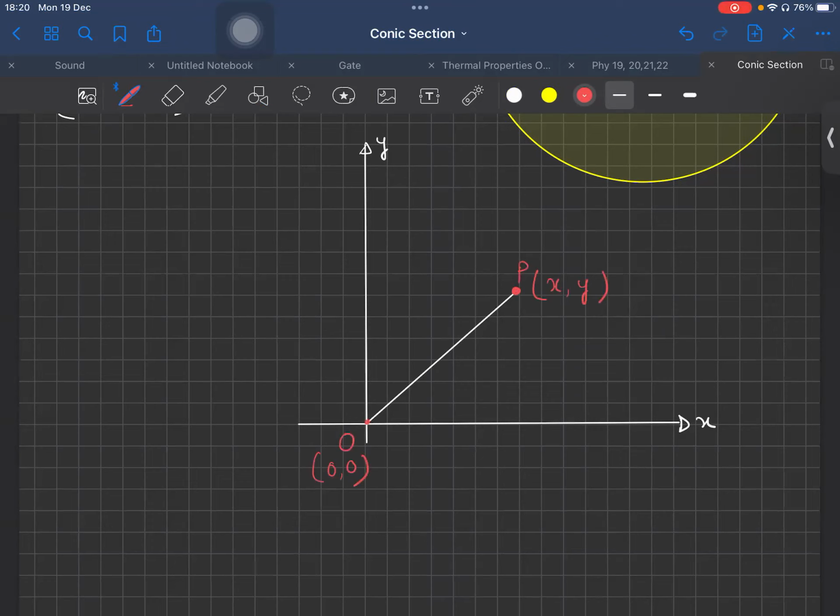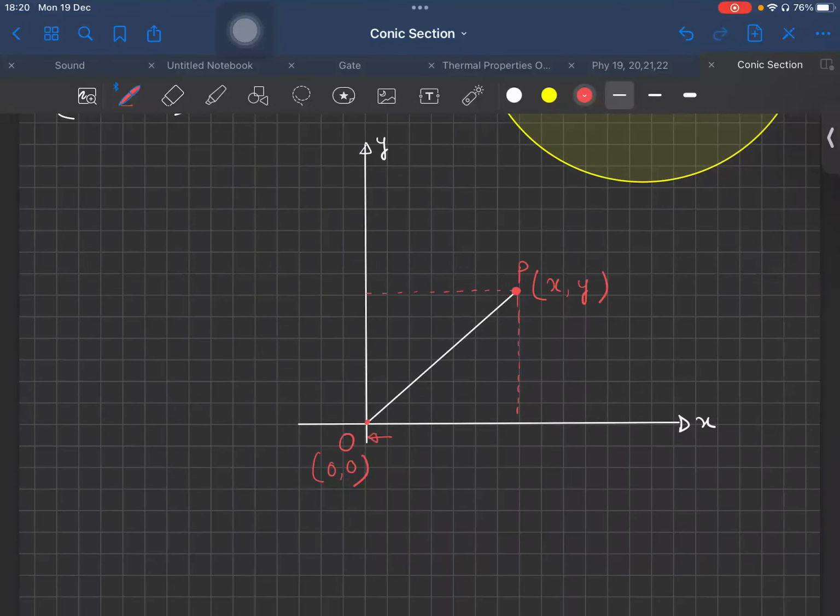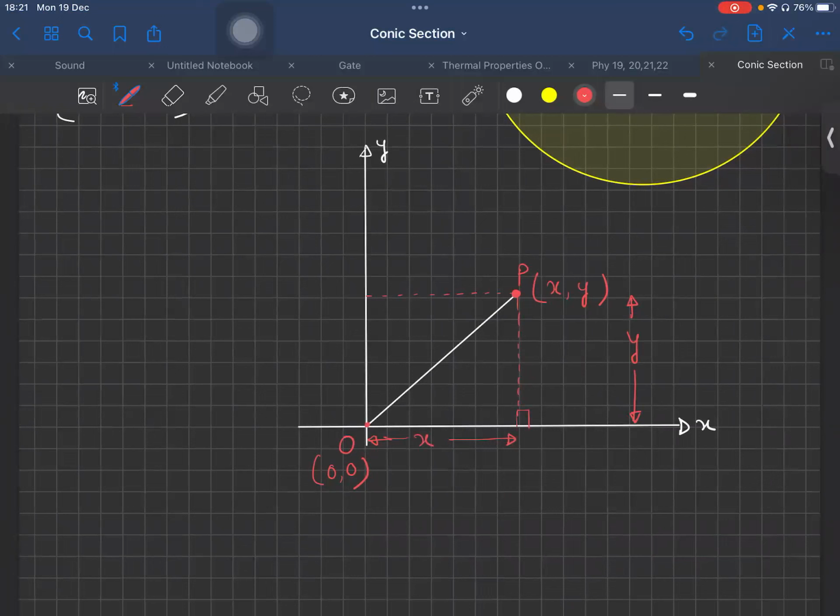Now, if you fix the origin, how will you define this length? How much will this length be? From here to here, it is X, right? And from here to here, it is Y, isn't it? Now, suppose the length of OP is given to you. Using the distance formula, or using the Pythagoras theorem, because of course it is 90 degrees, what's the distance of OP?